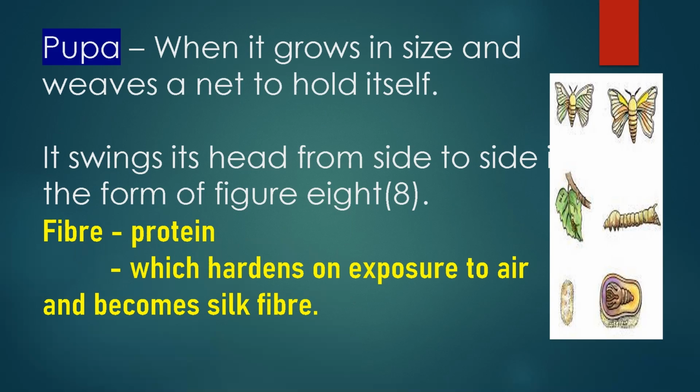Now, when this larva grows in size, it weaves a net around itself. And it is in the form of 8, which means it swings its head from side to side in the form of figure 8. And this fiber is protein, meaning during these movements of the head, the caterpillar secretes fiber made up of protein. This protein fiber hardens on exposure to air and becomes silk fiber. So we get silk fiber from here.